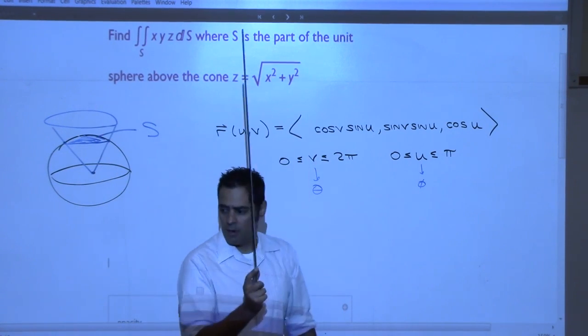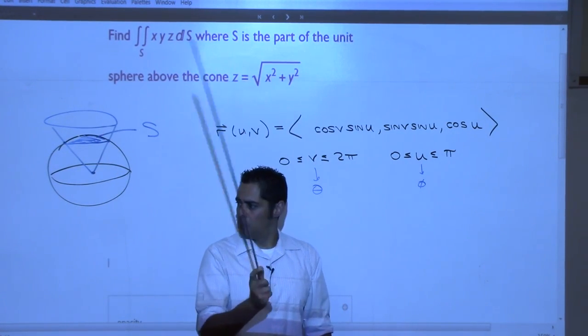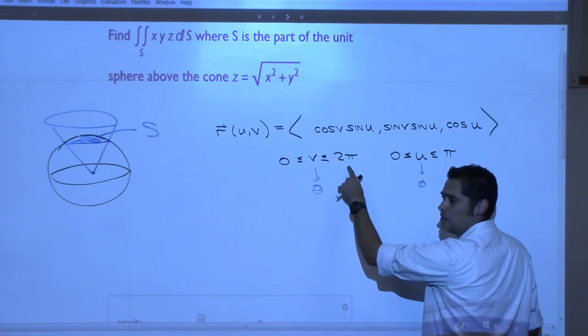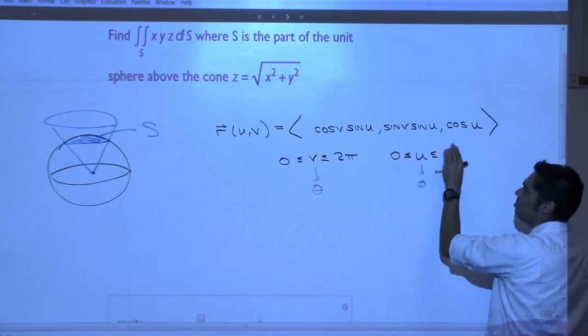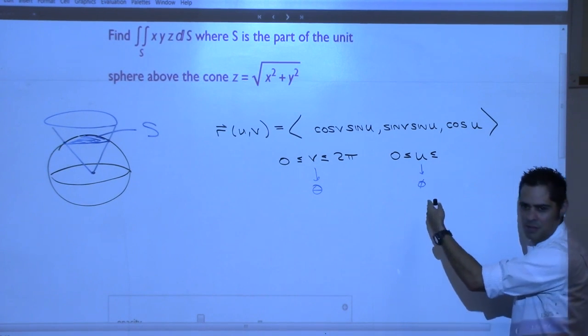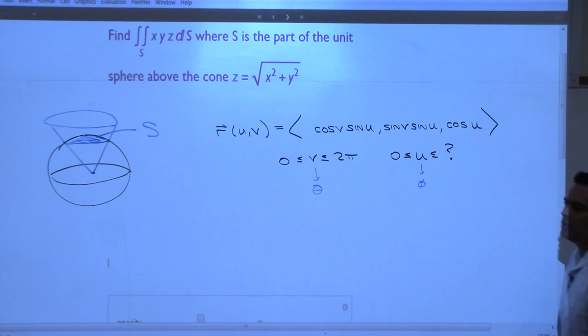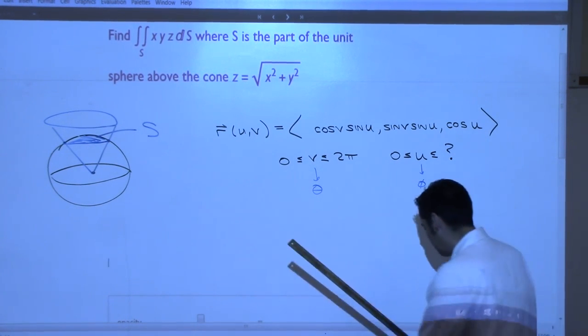How far around do I want to go? All the way around, right? So I still want this to be between 0 and 2 pi, but I want my phi to be between that and something. Understand? So I need to figure out what this angle is.